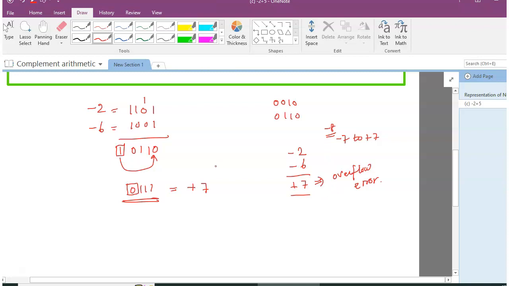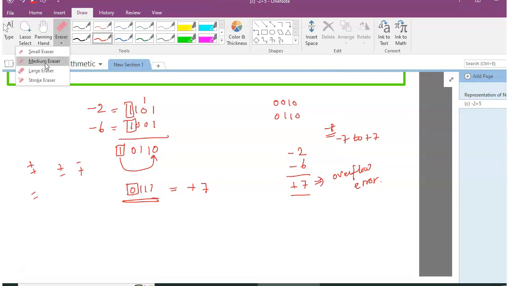Right? How to find overflow error? See, here the sign is 1. Here the sign is 1. If you are adding equal sign numbers, then the result should have the same sign. Overflow will occur when you are adding two positive numbers or two negative numbers. If you are performing plus minus or minus plus, overflow won't occur. So when both operands have the same sign, the result should have the same sign. Otherwise, the result is wrong. That one is called overflow.